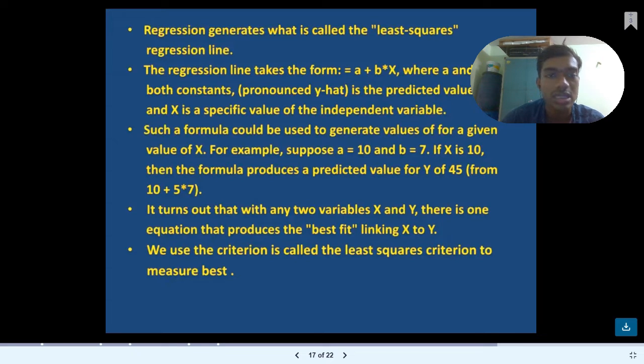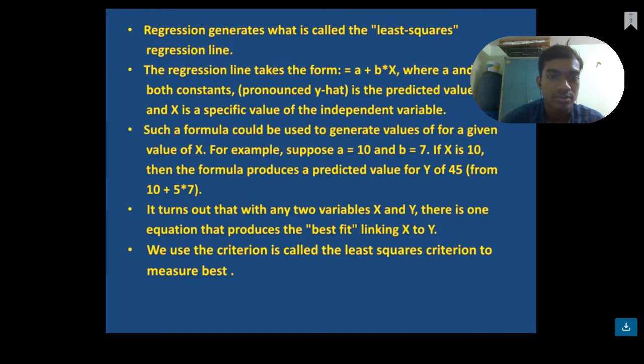If x is 10, then the formula produces a predicted value for y of 45, from 10 plus 5 into 7, obviously. It turns out that with any two variables x and y, there is one equation that produces the best fit linking x to y. We use the criterion called the least squares criterion to measure the best.